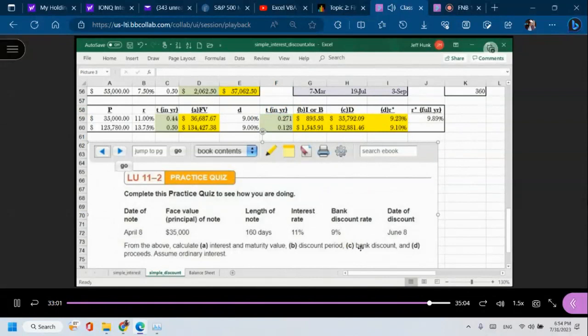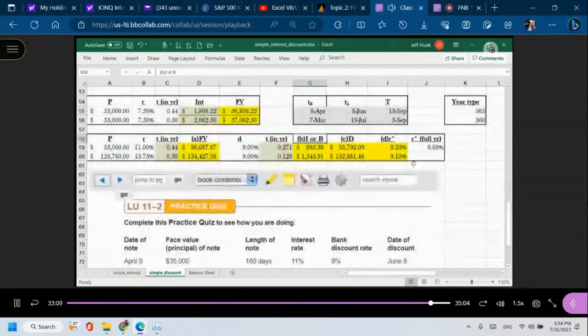That was actually B. This is B, not this. And then the bank discount, that was C. D is proceeds. Oh, but I tweaked it a little. I made part D the effective interest rate.